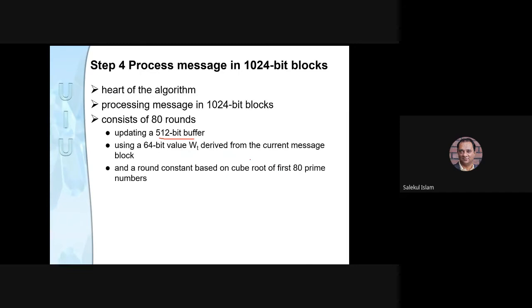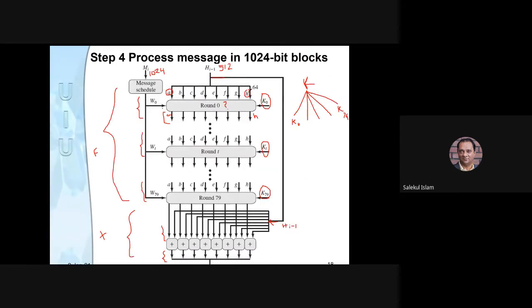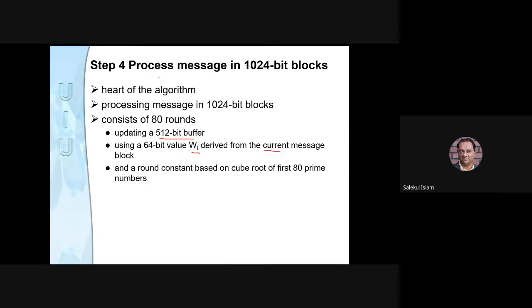So using a 64-bit value Wt derived from the current message. So now we have the length of W. Each W is 64-bit. But remember that we have 80 rounds. So 80 times 64 is not equal to 1024. Definitely we have some mechanism for how we can do this calculation. And a round constant based on the cube root of the first 80 prime numbers.